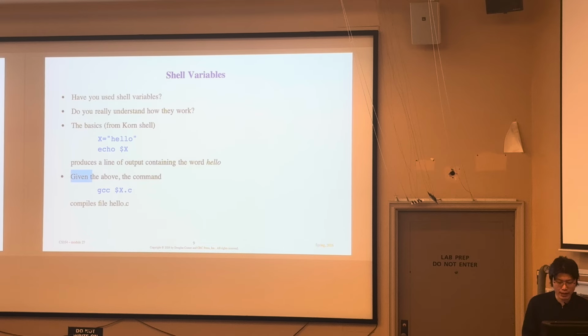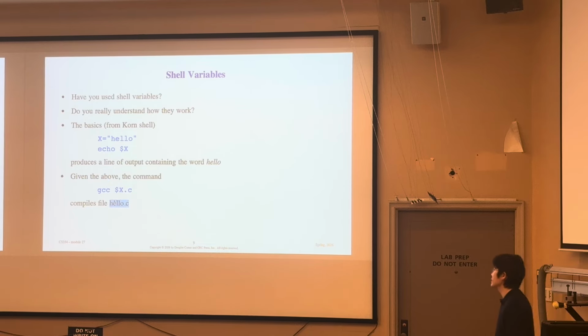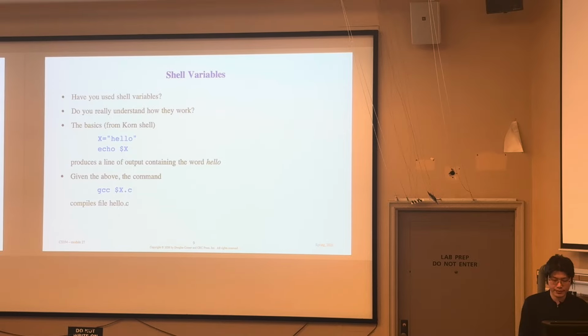Given this above, the command gcc $x.c will compile the file hello.c. This is gcc hello.c. That's essentially what it does.